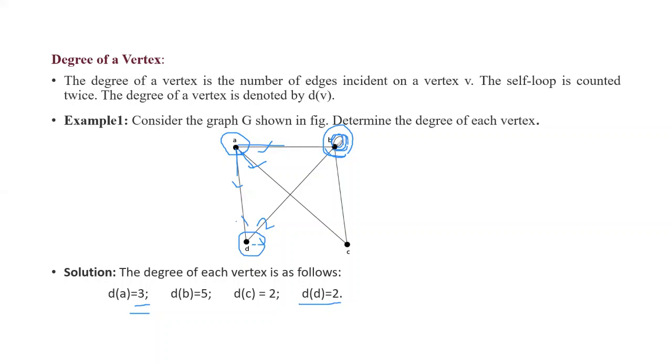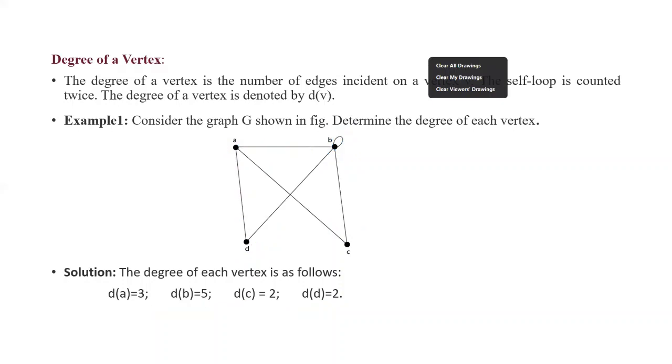So here this self loop is counted as 2, and the number of other edges associated with this B is 1, 2 and 3. So 3 plus 2, that is 5. So degree of B is 5. Then degree of C: 2 edges, 1 and 2, are associated with this C. So degree of C is only 2. This is the degree of the vertex.